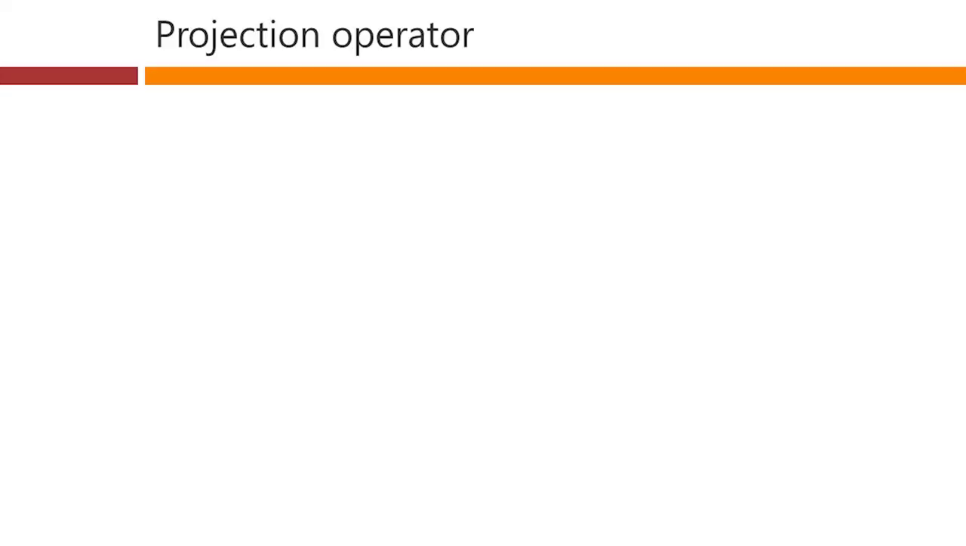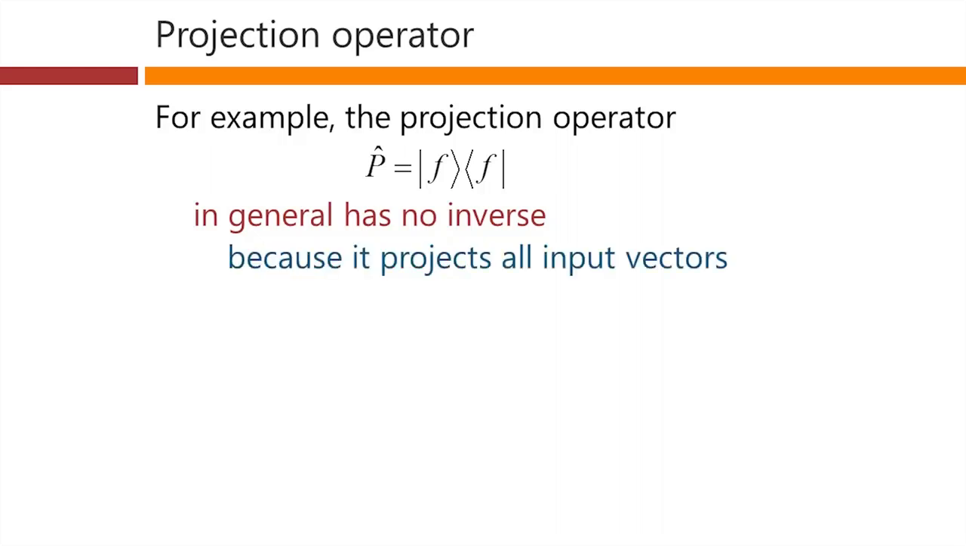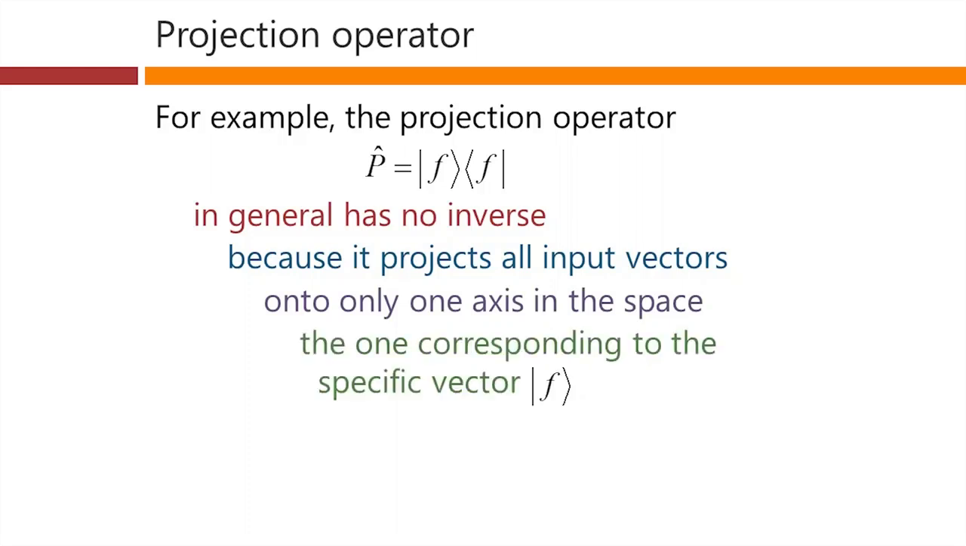A good example of an operator that does not generally have an inverse is a projection operator. So a projection operator might be like this. We have some specific function or vector f, and here it is in ket form, and here it is in bra form, so we're taking the outer product of these two. But in general, if we choose some specific value of f, this does not have an inverse. The reason is it projects all input vectors onto only one axis in the space, the one corresponding to the specific vector f.